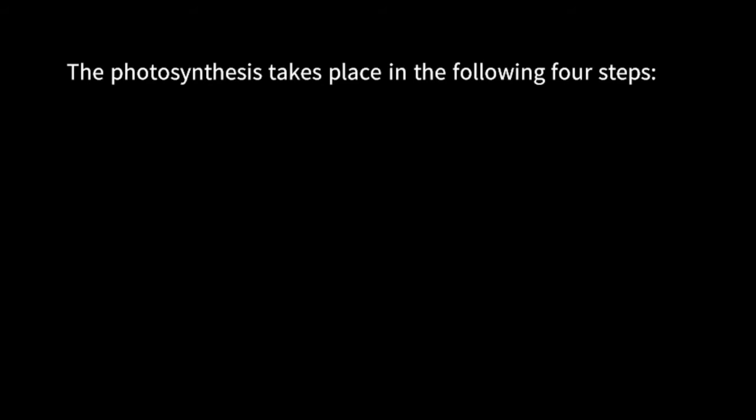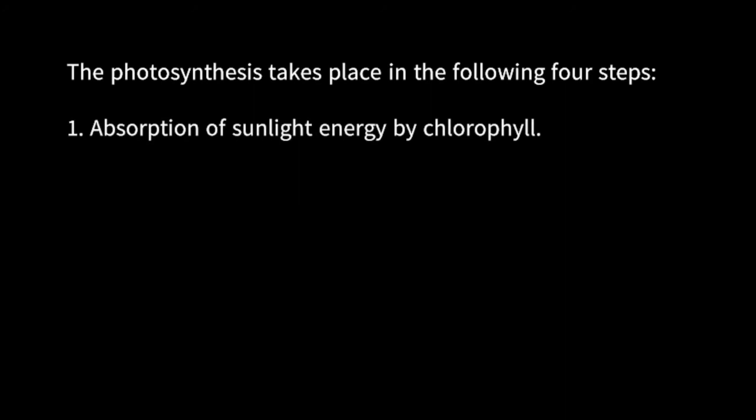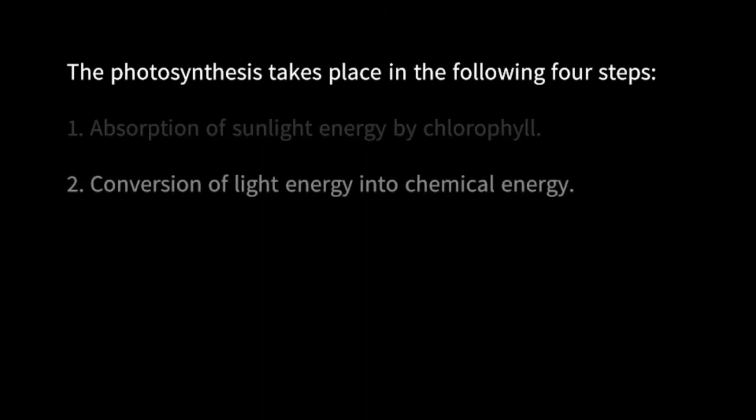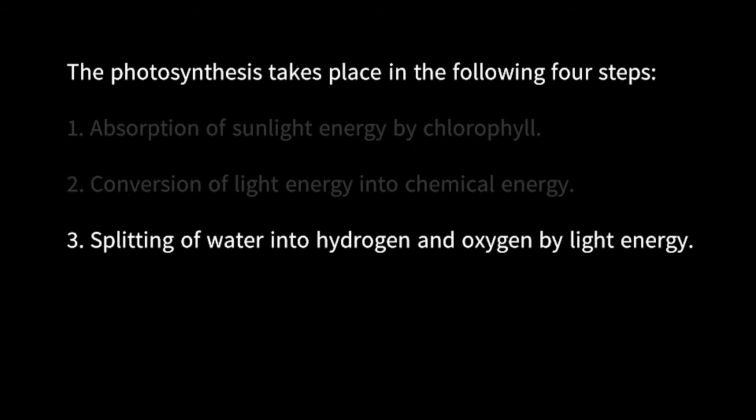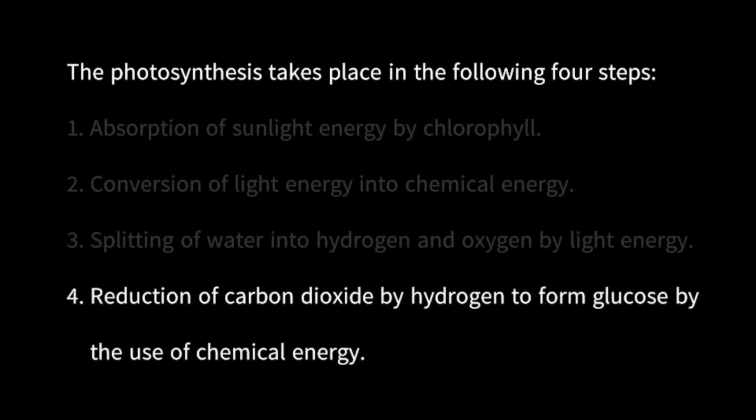Photosynthesis takes place in the following four steps. Absorption of sunlight energy by chlorophyll. Conversion of light energy into chemical energy. Splitting of water into hydrogen and oxygen by light energy. Reduction of carbon dioxide by hydrogen to form glucose by the use of chemical energy.